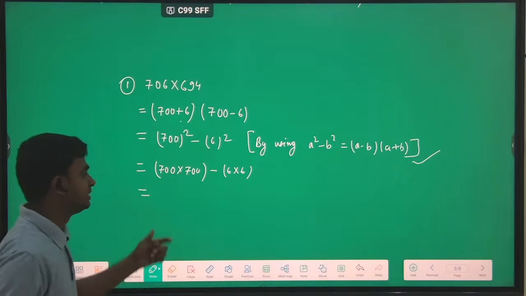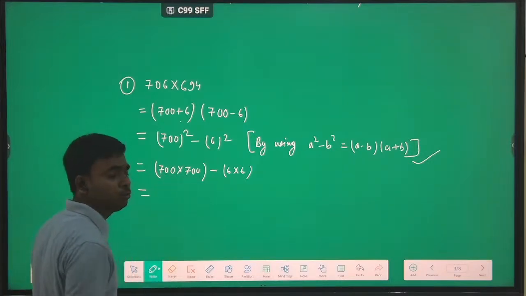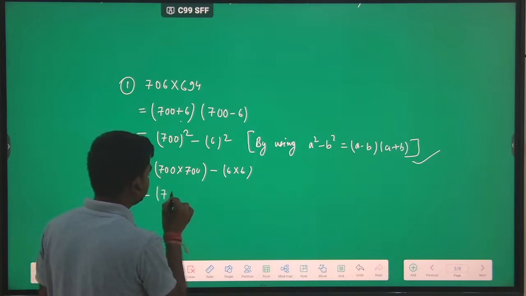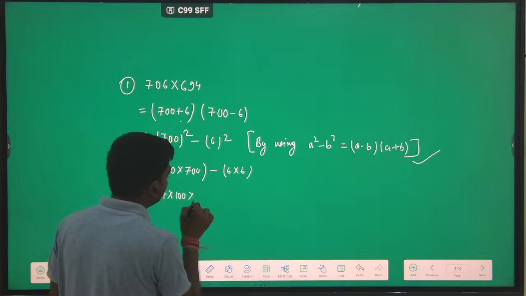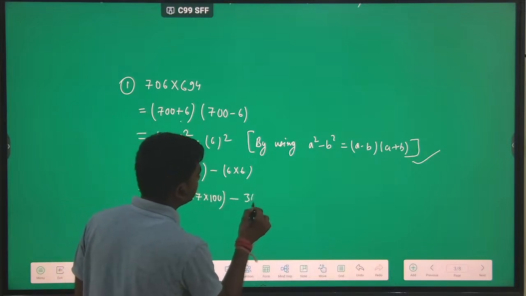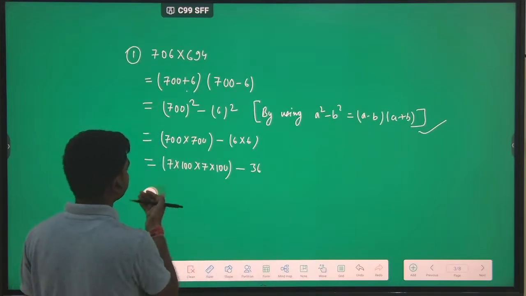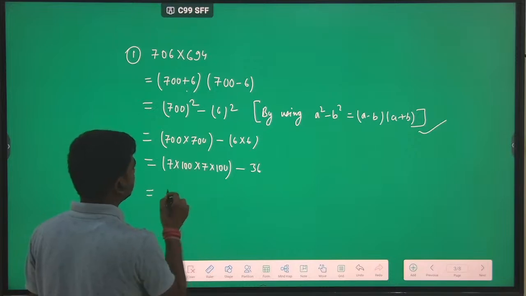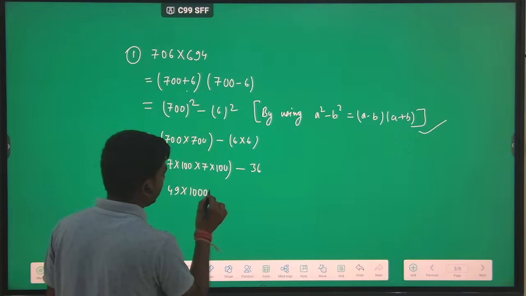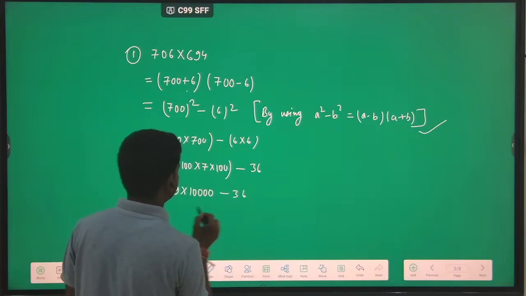So the value will be 700 into 700. 700 into 700 is 7 into 100 into 7 into 100, which can be written as 7 into 100 into 7 into 100, minus 6 into 6 is 36. So here 7 into 7 is 49, and 100 into 100 is 10 to the power 4, that means 10,000. 49 into 10,000 minus 36.